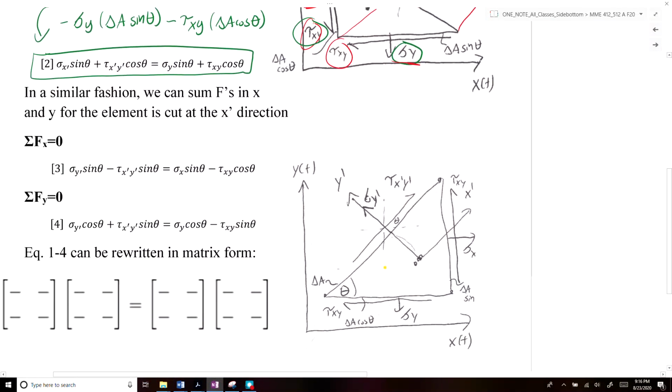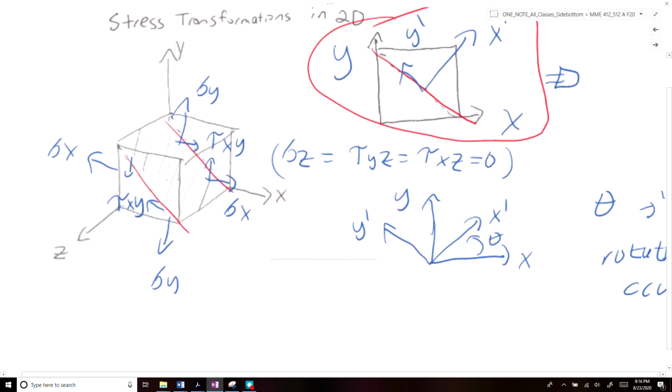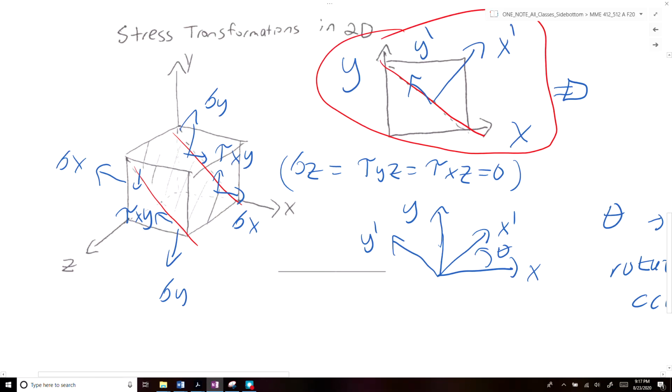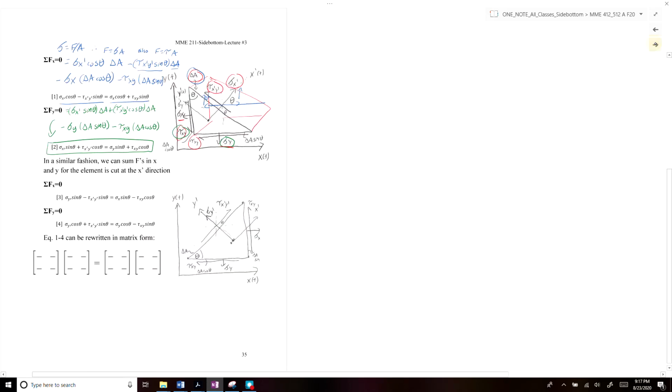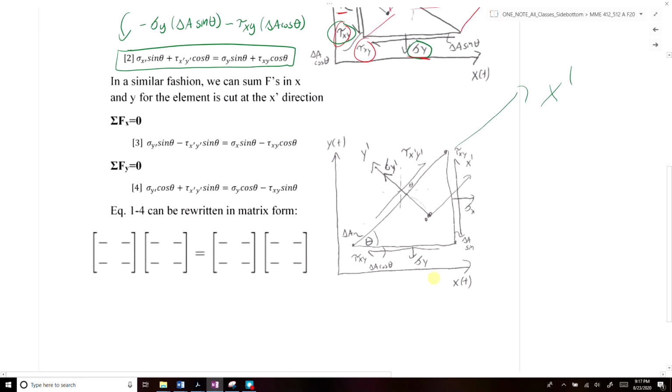So if we then cut our original element again, but instead of cutting it along the y prime direction, we cut it along the x prime direction. We would leave this internal surface. And we could repeat the process where we sum all of our forces in the x direction and sum all of our forces in the y direction. And after we do some simplification, we'd end up with these two remaining equations.